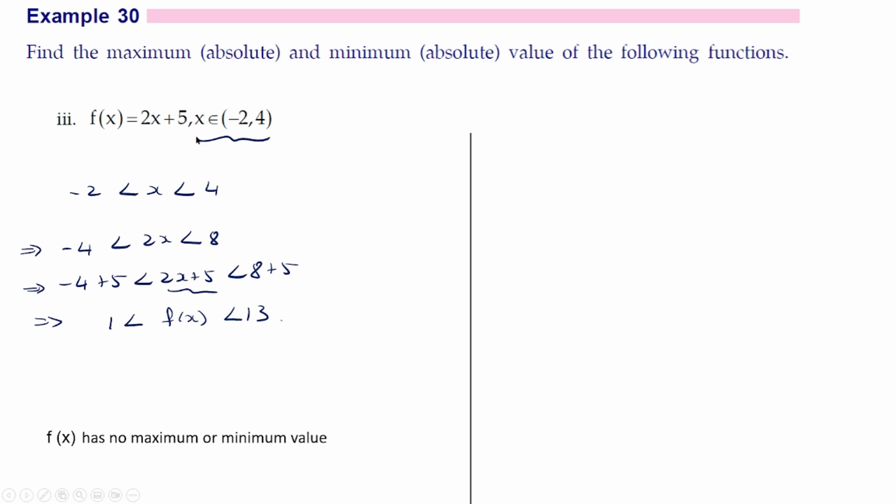If at all this interval was a closed interval, then we would get the equal to symbol here: 1 less than or equal to f of x less than or equal to 13. In that case, f of x will have maximum and minimum values. But in this case, f of x has no maximum or minimum value.